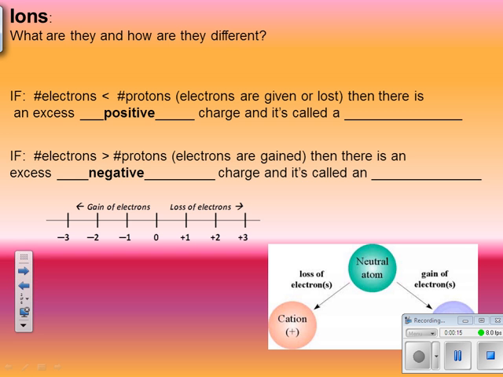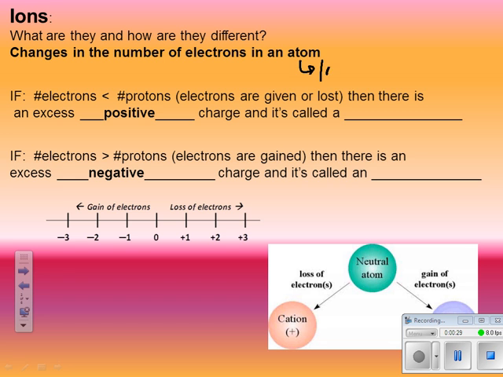So first thing you need to know is what ions are, and how they are different from an atom that we would normally talk about. So ions are changes in the number of electrons in an atom. What this means is that an atom has lost or gained electrons. Once they lose or gain electrons, they become the ions.